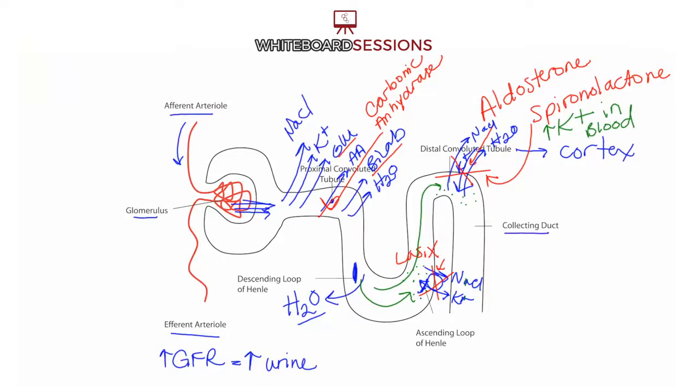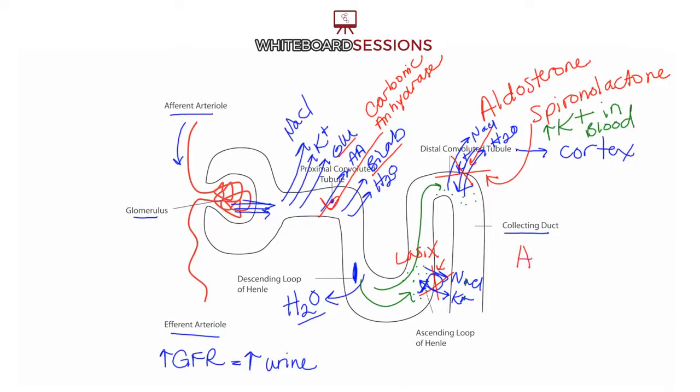The last thing here that we're going to talk about is our collecting duct. Now, 8 to 10 distal convoluted tubules empty into each collecting duct. We're not going to draw that here, but I just wanted you to know that. So, as previously mentioned, water cannot leave here unless acted on by another hormone. And in this case, it's ADH.